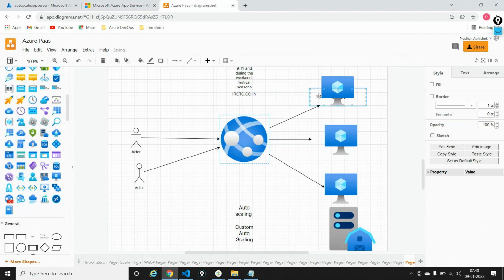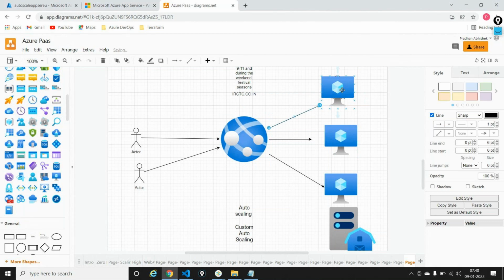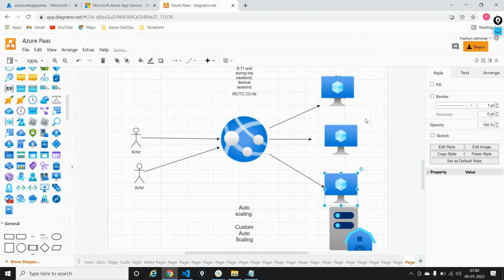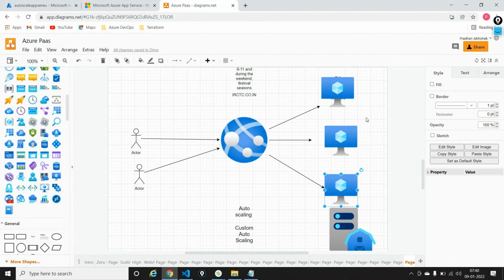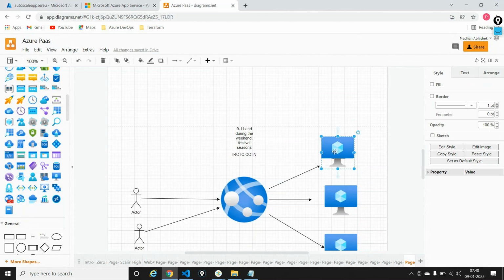Now the rule will be like machine 1, machine 2, machine 3, taking the average of these three things. And now I'll start calculating if the CPU percentage is greater than 70. If it is greater, then please go ahead and add one more.